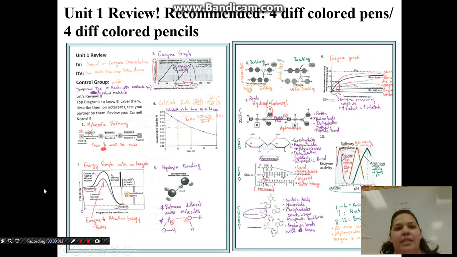Guys, so we're going to go ahead and take a look at our Unit 1 review. This is what your review will look like at the end. So you want to make sure that you have at least 4 different colored pens or 4 different colored pencils because we have a lot of work that's going on. As you can see, this is what yours should kind of look like towards the end.